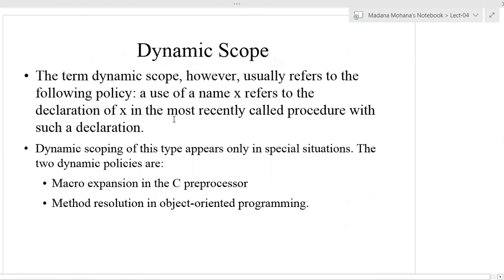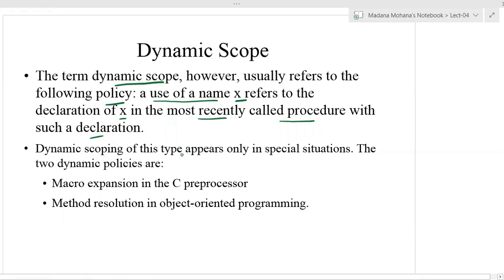So then coming to dynamic scope. Dynamic means during runtime or execution time. The term dynamic scope, however, usually refers to the following policy: a use of a name X refers to the declaration of X in the most recently called procedure with such a declaration. Suppose X is declared several times, but it uses only the recent declaration of X. So that means recent execution.